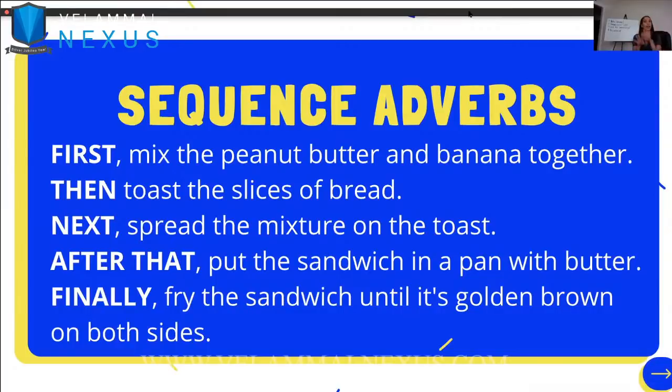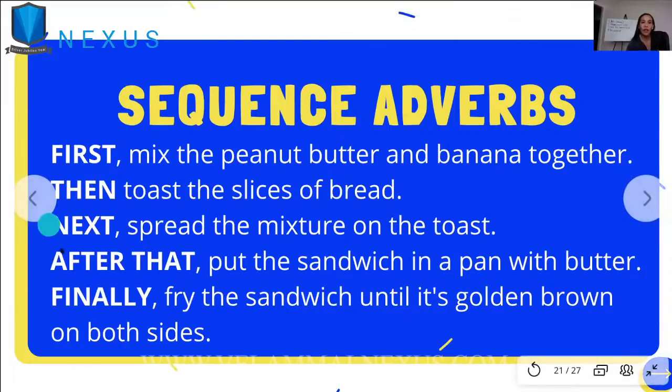Then, next and after that you can move. So you can say first, and then you can say after that, and then you can say then, and then next. So for these 3 right here, then, next, and after that, you can move them freely. Again, you cannot move first and finally.